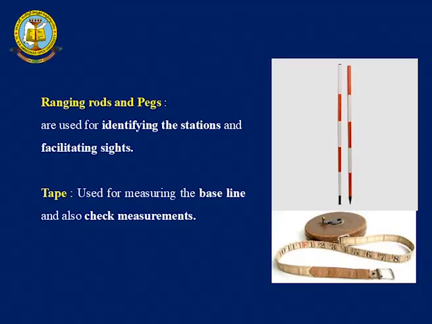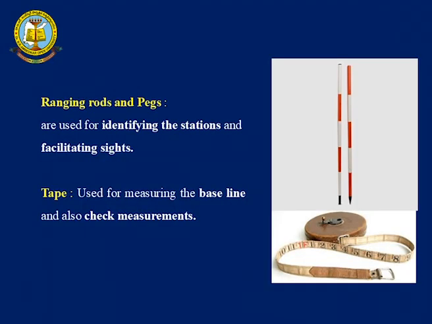They are used for identifying the stations and facilitating the sights, and also to mark the ground station or station point. In plane table surveying, a tape or chain is used, and the tape is used for measuring the baselines and also for check measurements. When you use this tape, suppose from station A to station B you have to measure the distance; for that purpose you will use the tape. This slide shows the ranging rods, and here it is showing the tape.